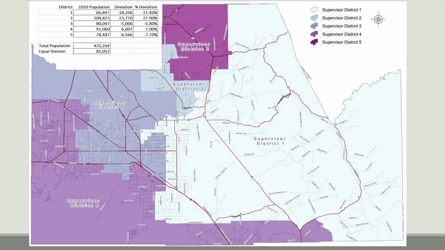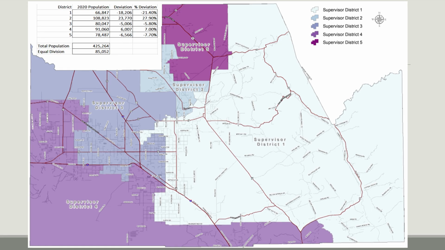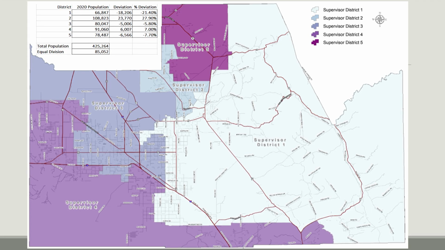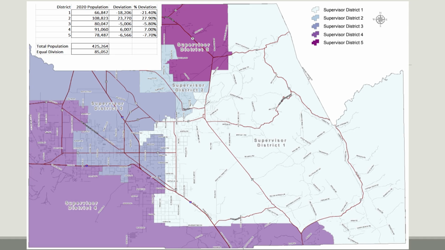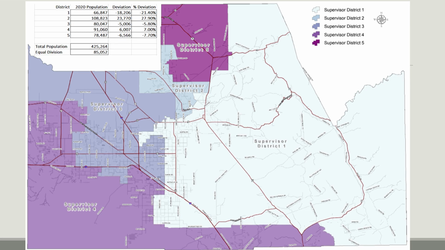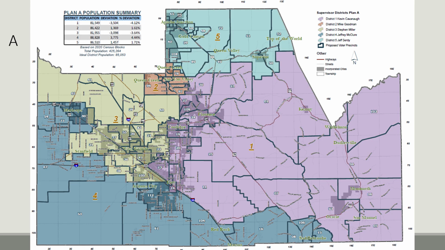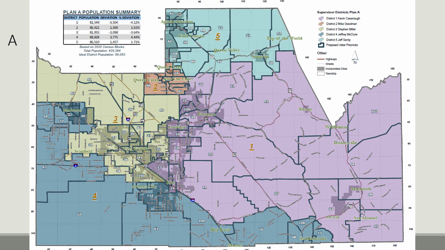To better understand the potential supervisor maps, it is helpful to see how the map currently looks, because one of the redistricting principles is to maintain the core of the districts as previously drawn. Here is a map of the current supervisor districts. The county currently has a high concentration of population in District 2, which includes the Santan Valley area. So District 2 will need to lose population, whereas Districts 1, 3, and 5 will need to gain population in the redistricting process. Here is a map of potential redistricting scenario A.